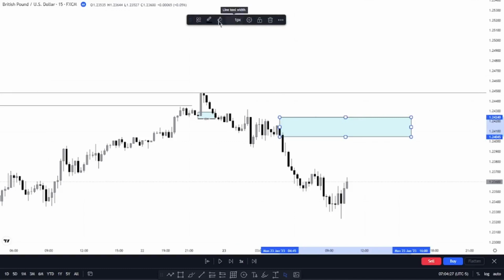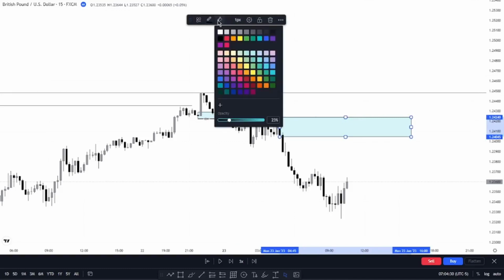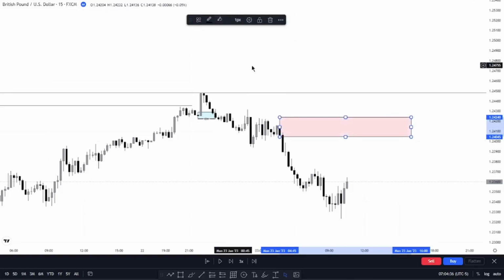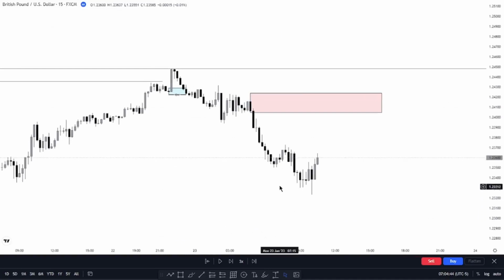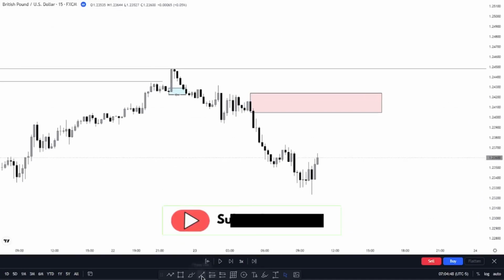So that is how we identify our supply zone. All right, that's our supply zone. Now as price came down, take a look. I told you, without a grab of liquidity, please do not do anything in the market.